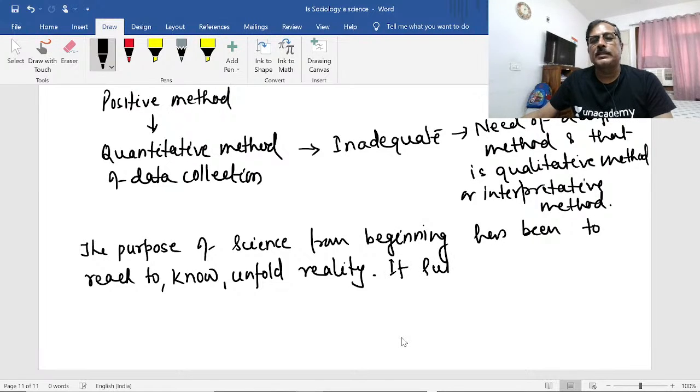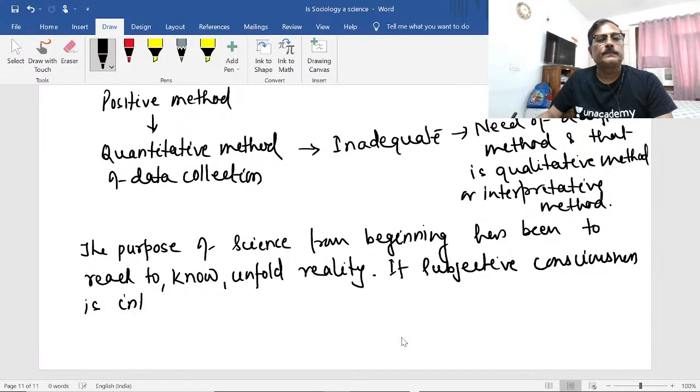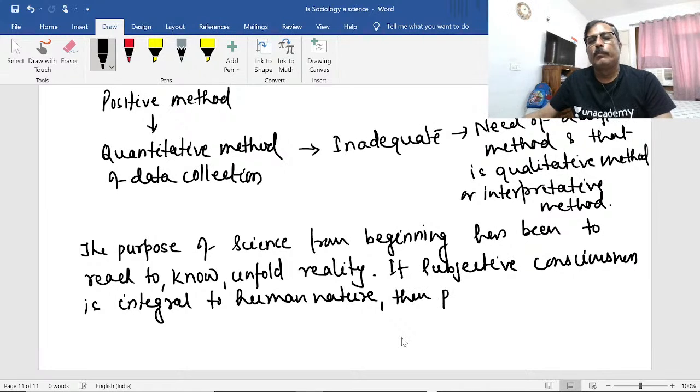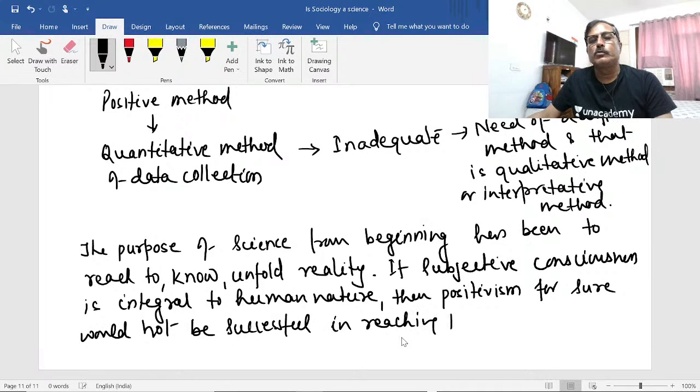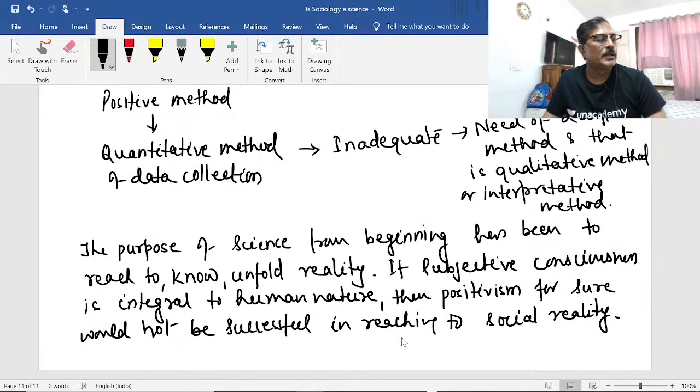If subjective consciousness is integral to human nature, then positivism for sure would not be successful in reaching social reality, right?